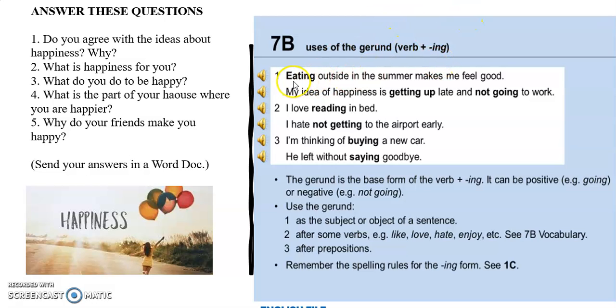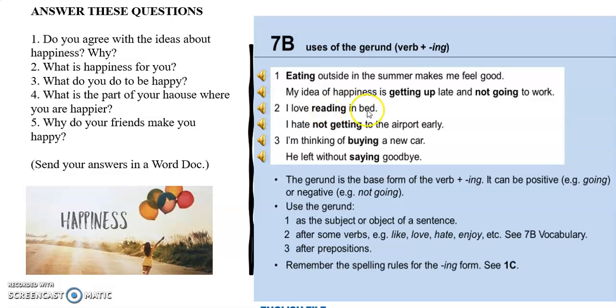For example, number 1, eating outside in the summer makes me feel good. Do you say in Spanish comiendo afuera? En el verano me hace más feliz. You don't say comiendo afuera. You say comer afuera. Yes? So in this case, eating is acting as an action, as an activity that you do. So eating outside.